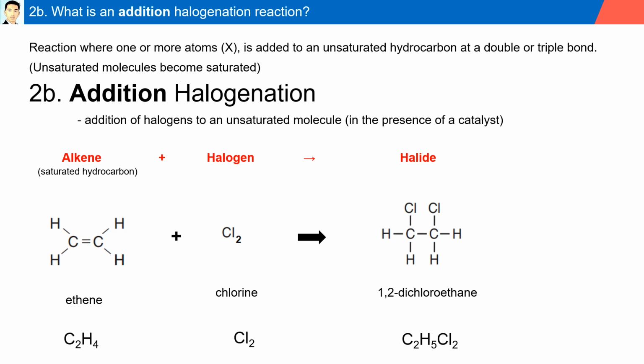In this example, chlorine, the halogen, is added to the alkene ethene, C2H4, forming a halide, 1,2-dichloroethane, C2H4Cl2.